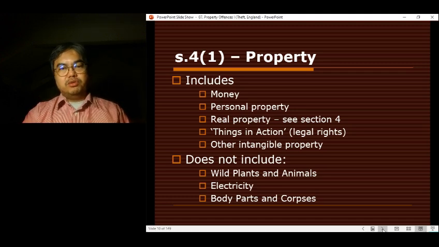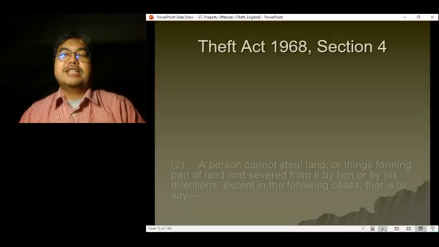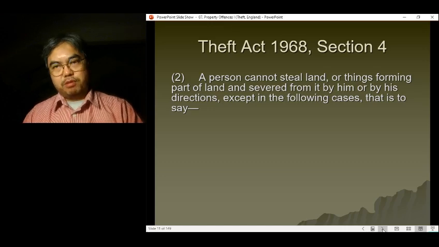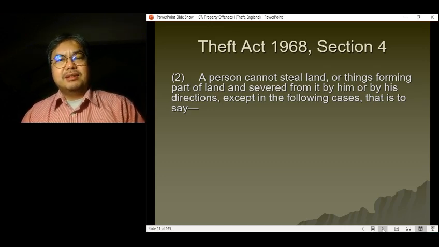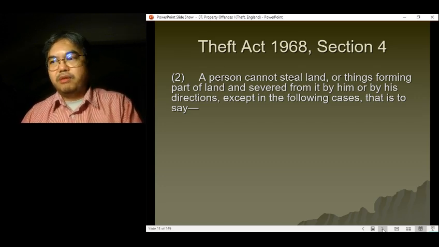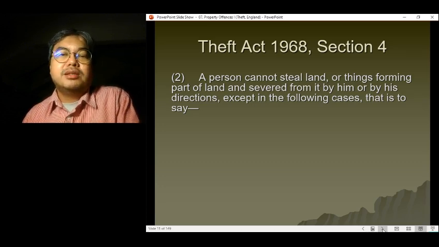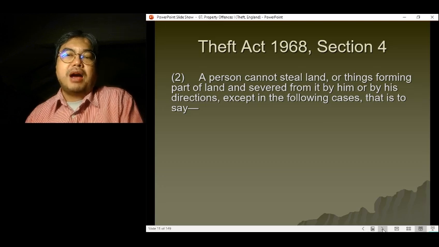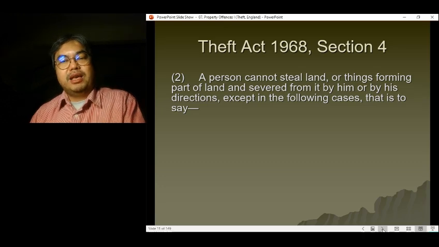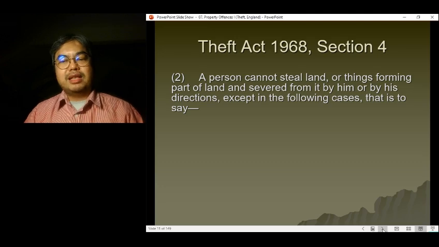So let's go through some of this in greater detail. As mentioned, we will look at section 4 subsection 2 regarding real property. It's quite wordy. It's not very important though, but for purposes of completeness, let's look at it very quickly. A person cannot steal land, or things forming part of the land and severed from it by him or by his directions, except in the following cases. So it starts out by saying that you cannot steal, except under these situations, that's when you can be considered to have stolen land or things forming part of land and severed by him.